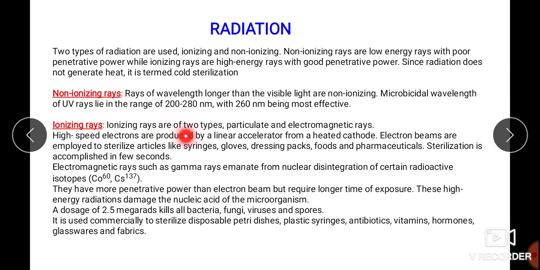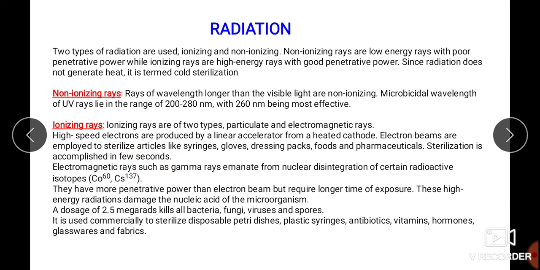Ionizing rays are of two types: particulate and electromagnetic rays. High speed electrons are produced by a linear accelerator from heated cathodes, and electron beams are employed to sterilize articles like syringes, gloves, dressing packs, foods and pharmaceutical products. By using these ionizing rays, sterilization is carried out within a few seconds.